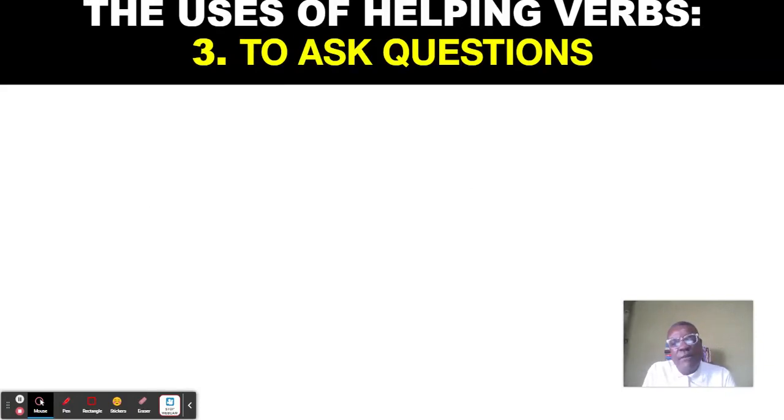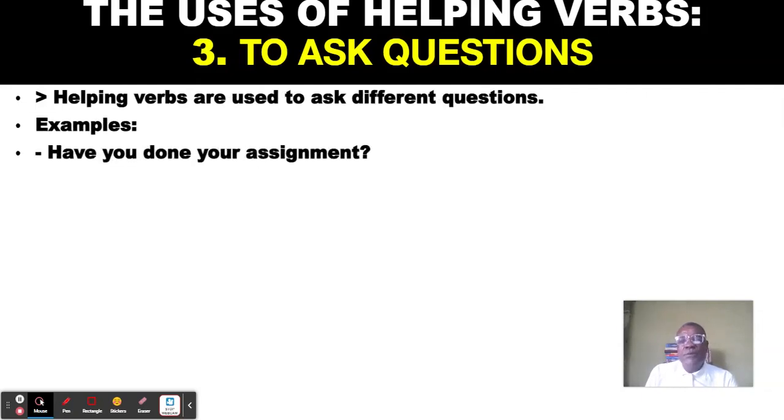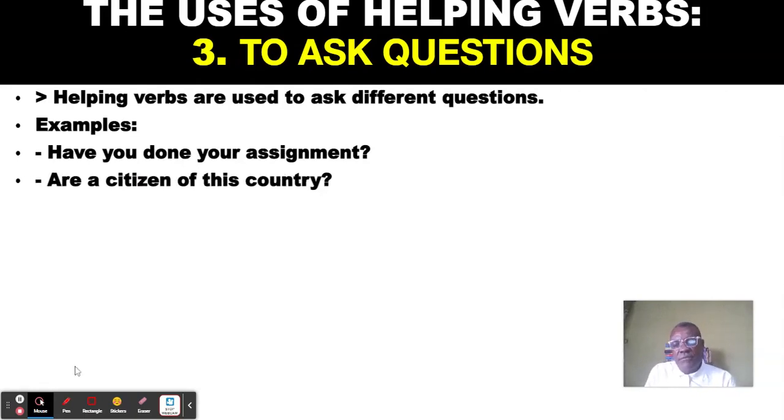Now, another use of helping verbs is to ask questions. Helping verbs are used to ask different questions. Examples are as follows. Have you done your assignment? The helping verb is have, and it combines with done to ask a question. Are you a citizen of this country? There is an omission here. Okay, are you? Take note of the omission here.